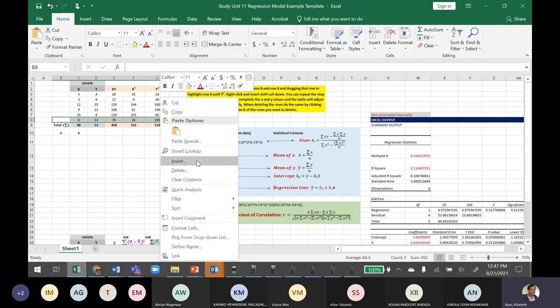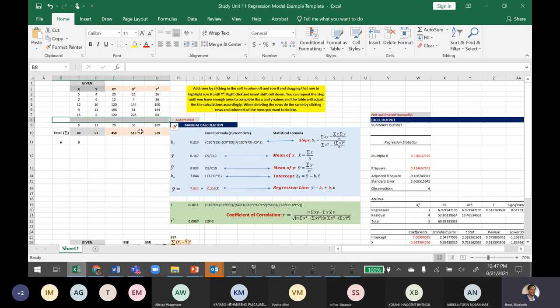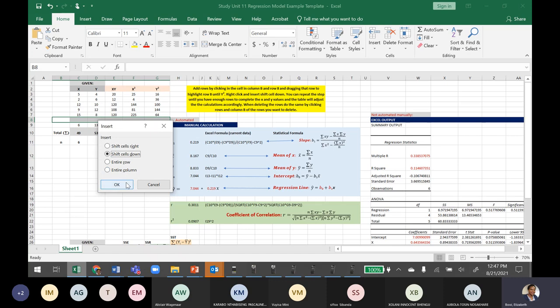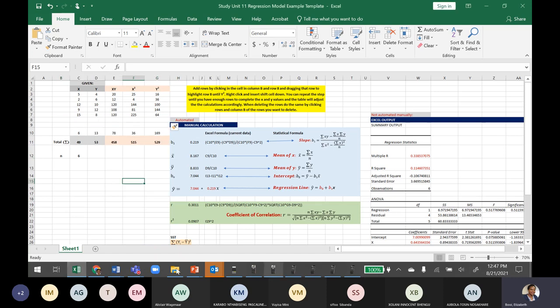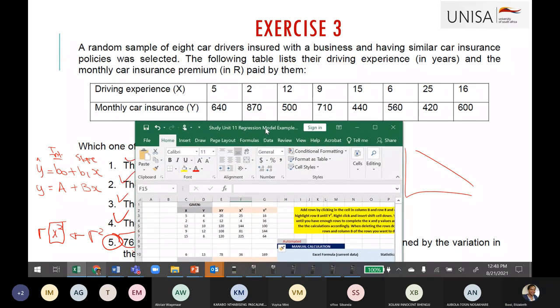Just click insert there, and say insert down. And continue like that. I need 2 more inside down. And that will allow me to capture the other values.